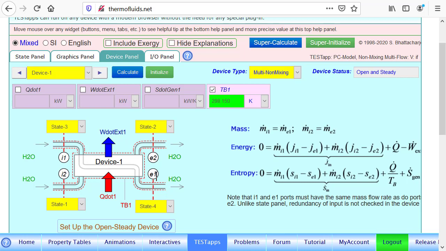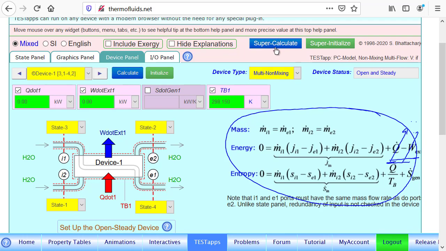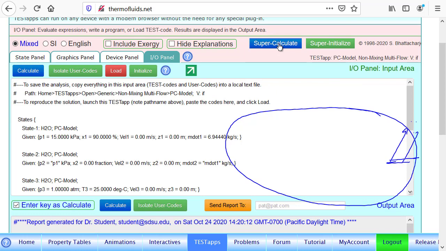Notice that the governing equations are shown here, and because the heat exchanger is insulated, Q dot is 0, and there is of course no work, so that simplifies the solution. So what we do now is let's enter Q dot equals 0, W dot equals 0, and do a calculate and do a super calculate. Hopefully that should solve the problem.